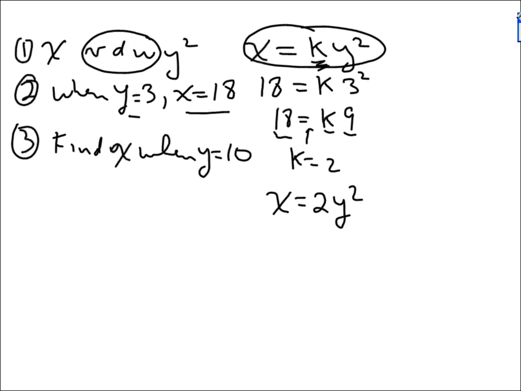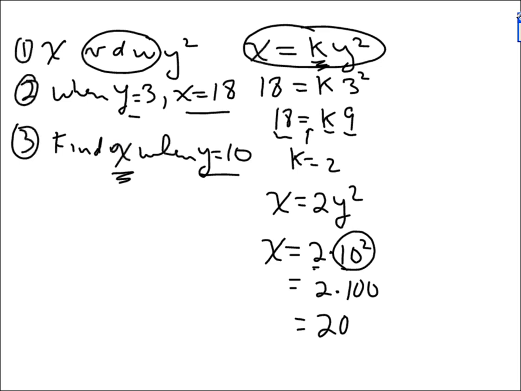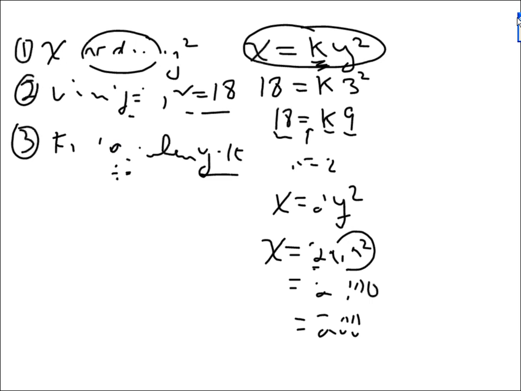Now they want us to find x, statement 3, when y is 10. So x is equal to 2 times 10 squared. 10 squared is 100. 2 times 100, 200. Problem's done. Let's go on to the next one.